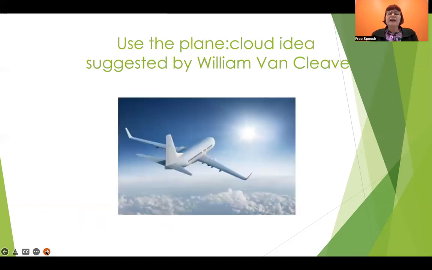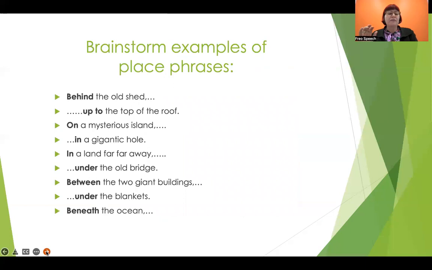And this is William Van Cleve's idea about the plane and the cloud, which I think is fabulous. I probably didn't do it justice the time I taught it, but anyway, I gave it a crack. Anything that a plane can do in relation to a cloud is an adverb of place, and you'll see they start with prepositions. So you could have behind the cloud, up to the cloud, on the cloud, in a cloud, under the cloud, between two clouds, beneath the cloud. All of these words I just read out you could have as the relationship between the plane and the cloud.